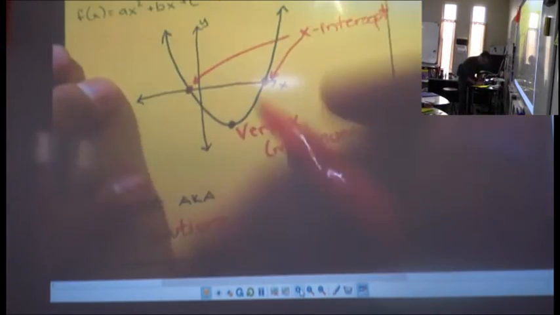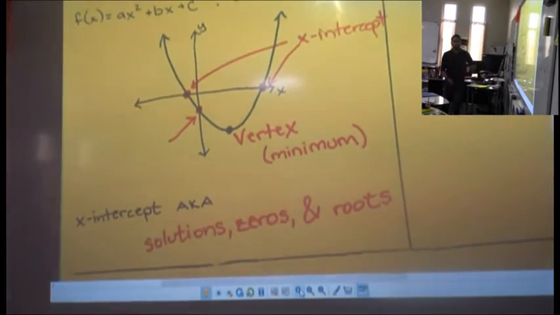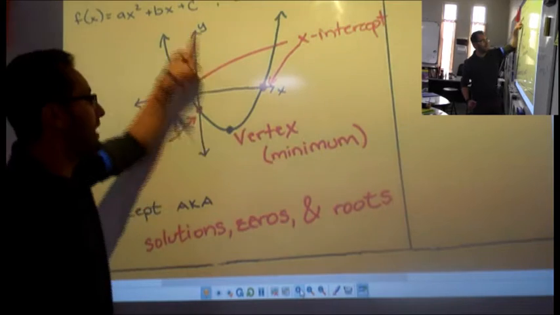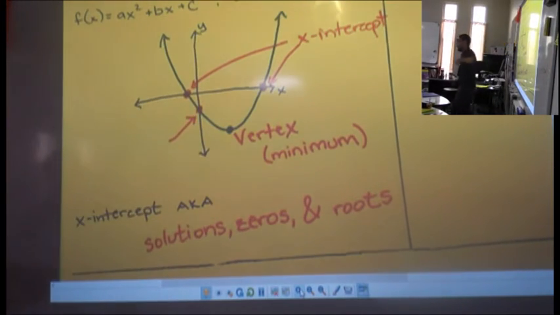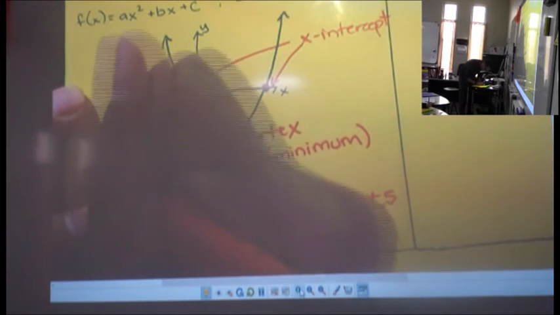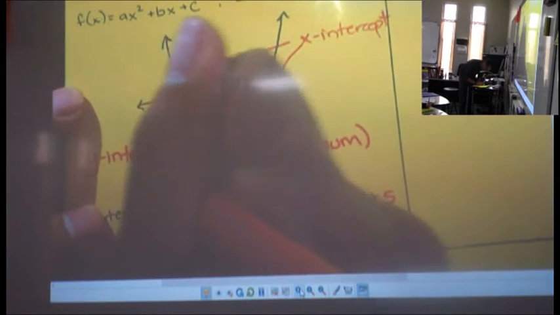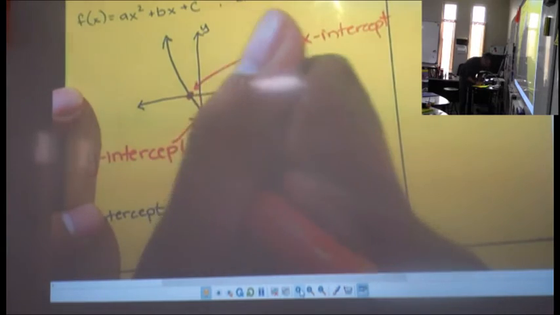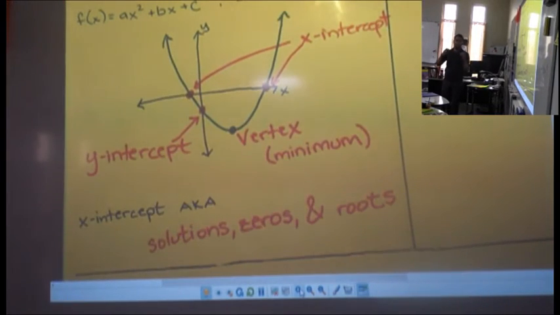All right, another thing. This point right over here, where the parabola crosses the y-axis, what do you think we call that? The y-intercept. When it crosses the y-axis, we call that the y-intercept. When it crosses the x-axis, we call that the x-intercept.